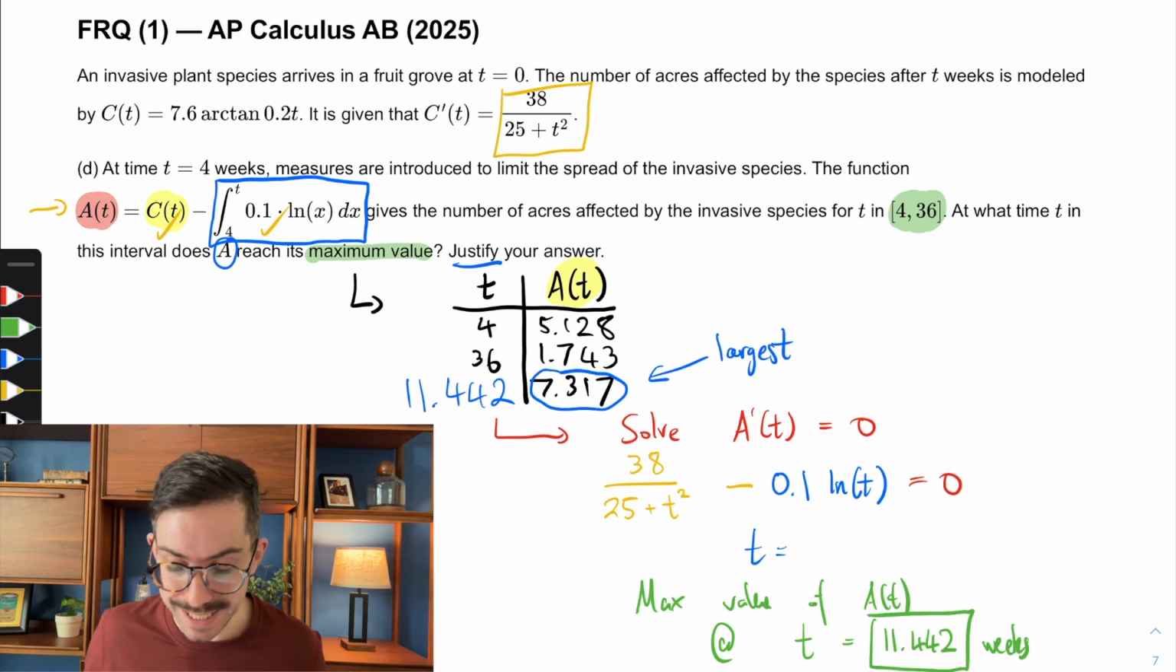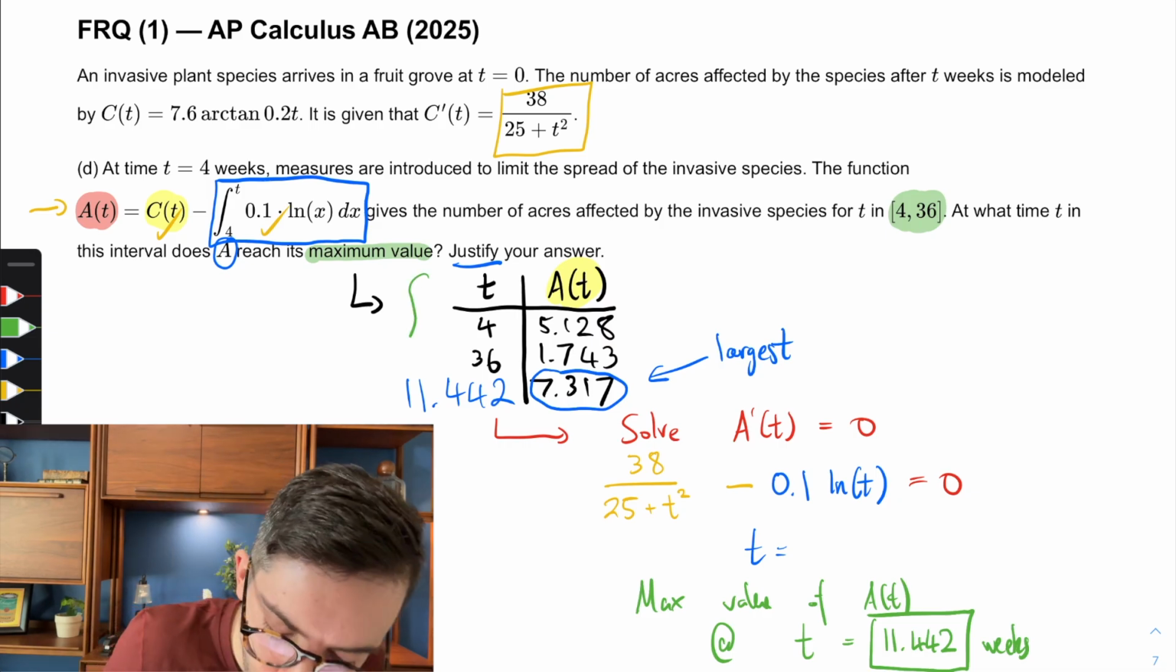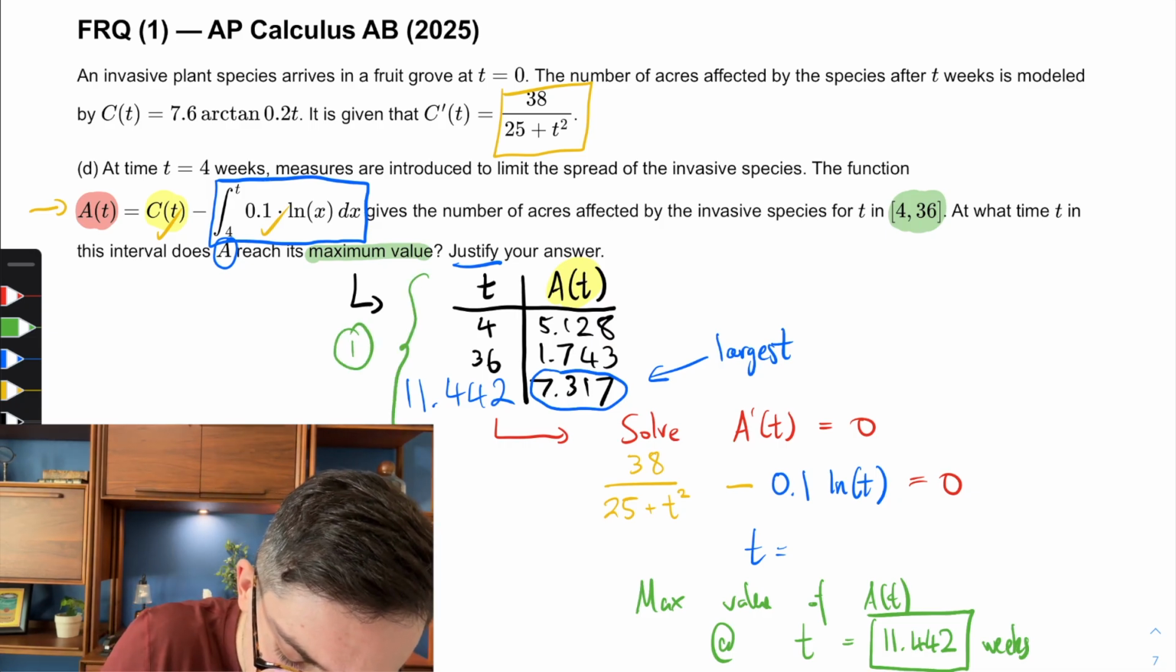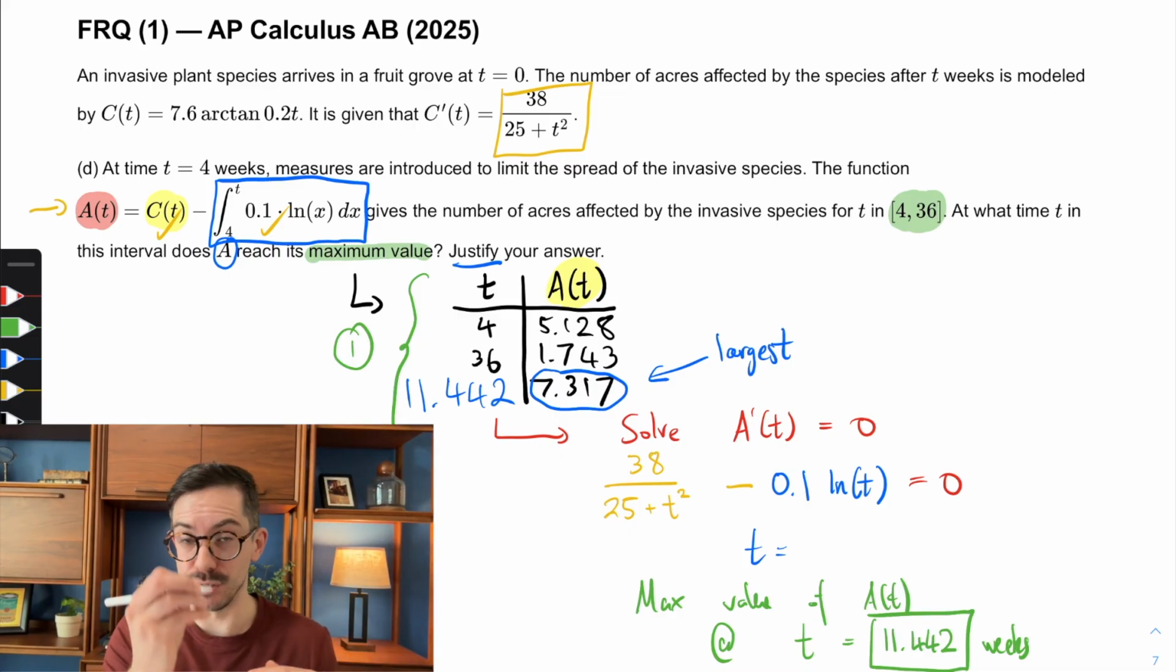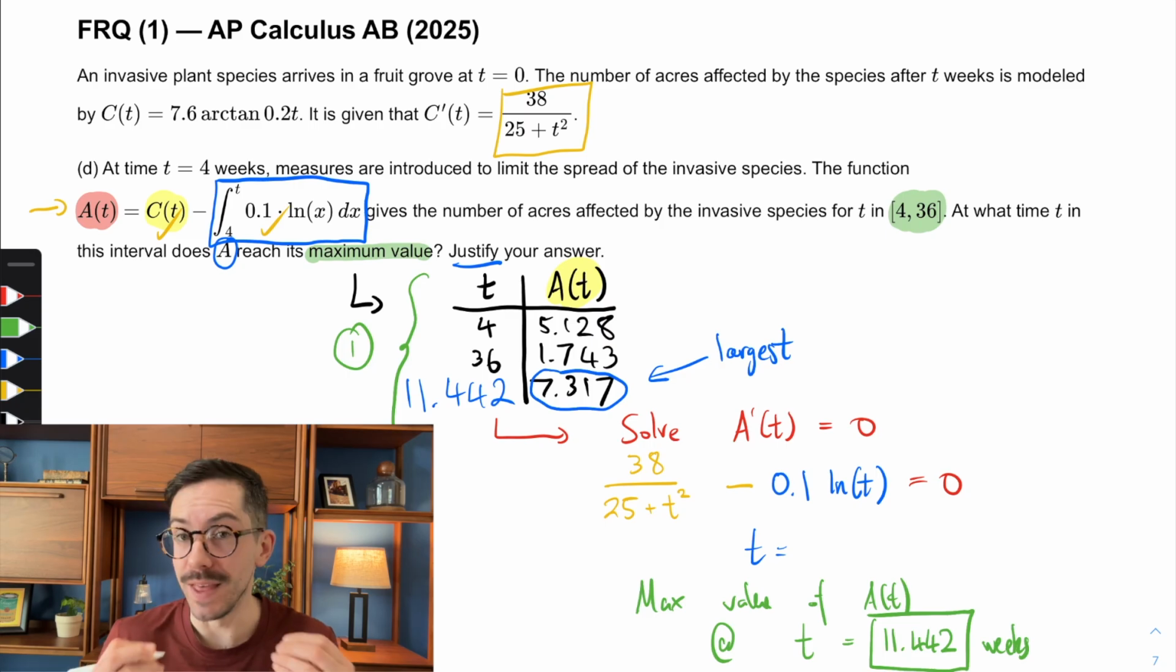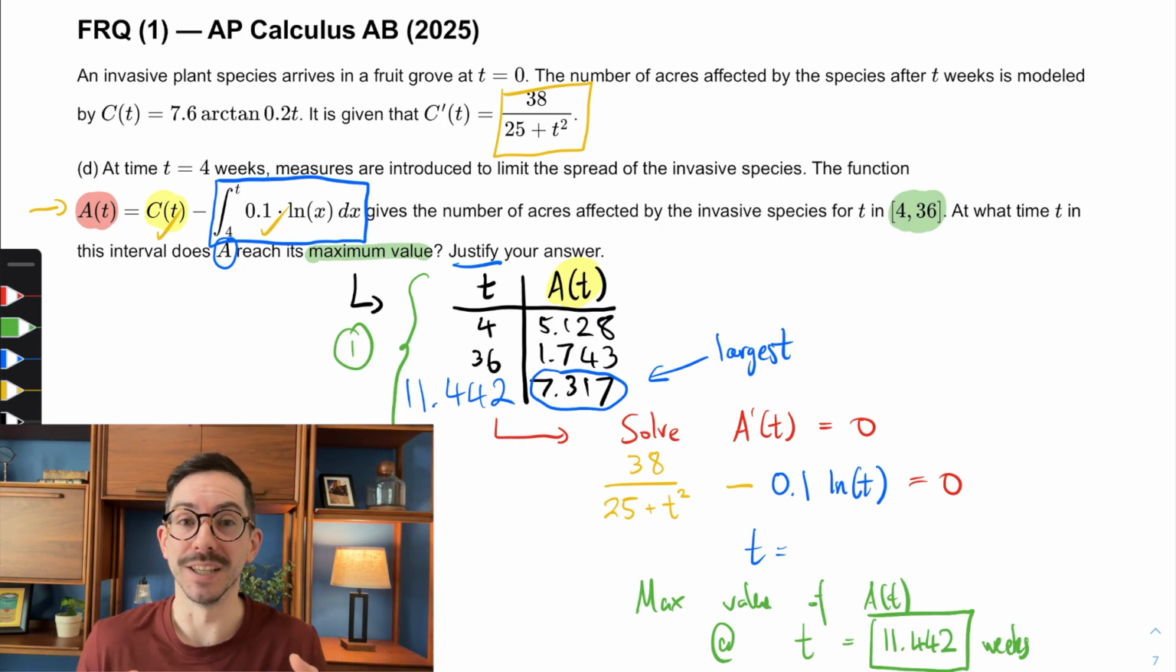How were my points divvied up here? Well, I get 1 point for justifying. So for me in this kind of problem, I'm always going to justify using the candidates test, using this table of values. That's straightforward. You can use something like the first derivative test, maybe the second derivative test, but generally I find those are more work. You're more likely to make a mistake and spend more time justifying using those. So always go for the table of values when you can. When it's a closed interval and you want a max or a min value, you can't beat it.